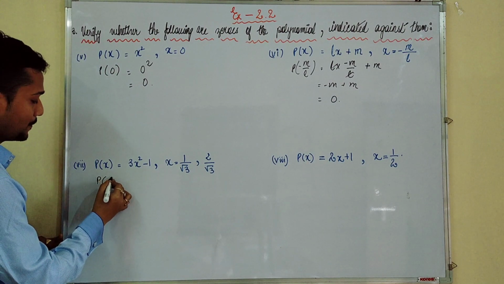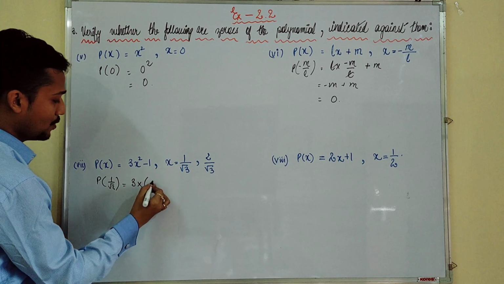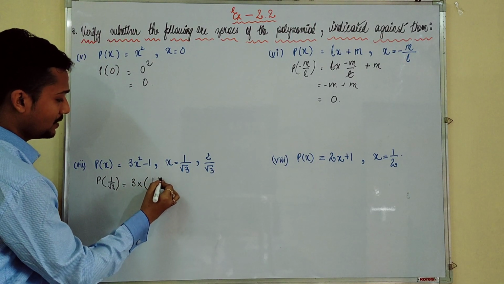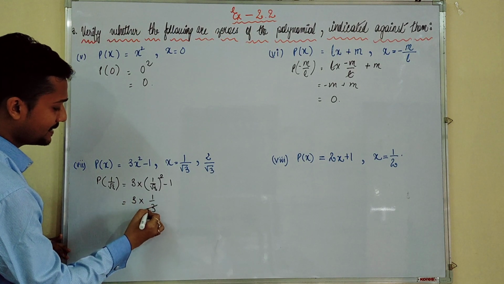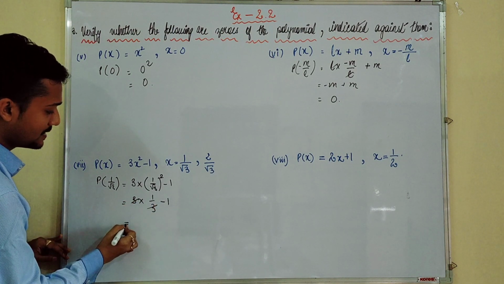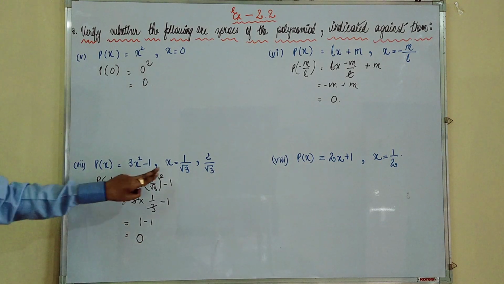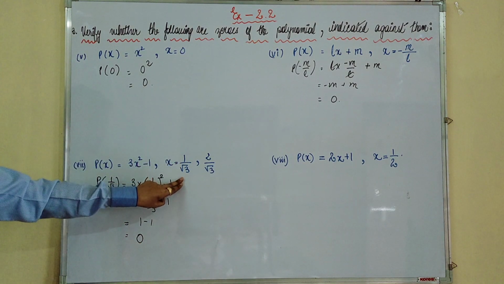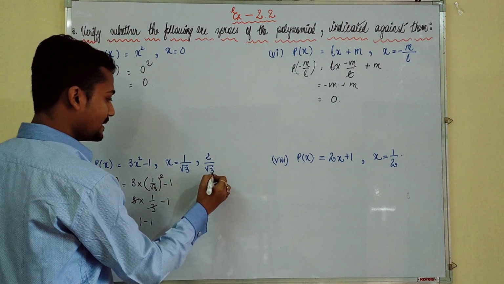p(1/root 3) is equal to 3 into (1/root 3) whole square minus 1. So it will be 3 into 1/3 minus 1, is equal to 1 minus 1, is equal to 0. So x equal to 1/root 3 is 0 of the polynomial p(x), isn't it? Then we check the next part.